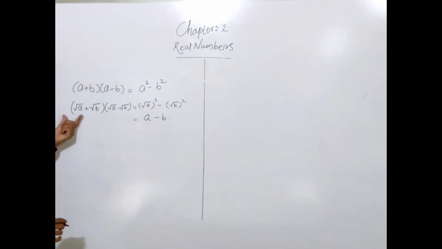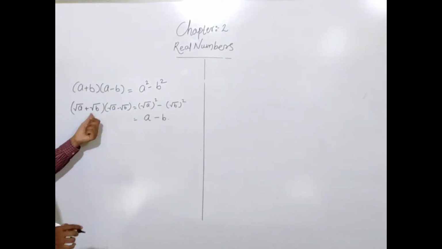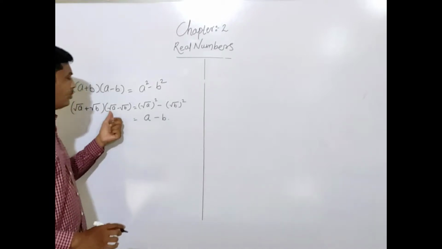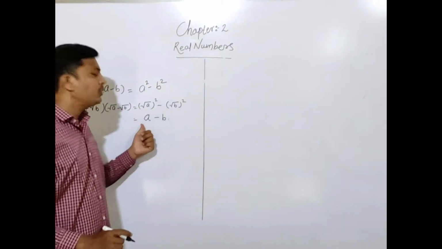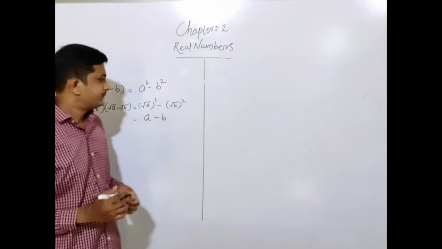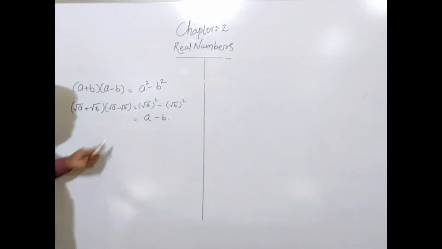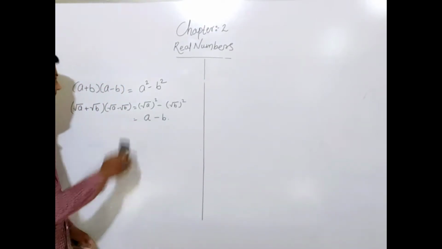So here the expansion is: root of a plus root of b into root of a minus root of b is equal to a minus b. Now this formula will be required to solve the examples.